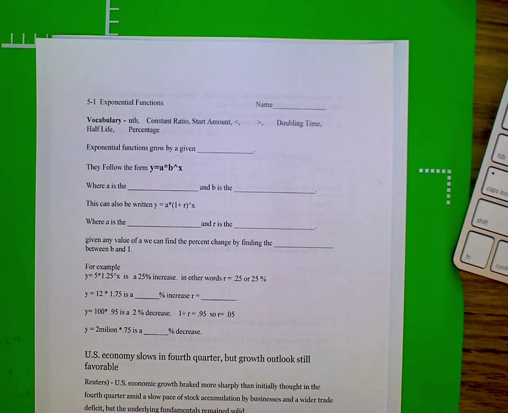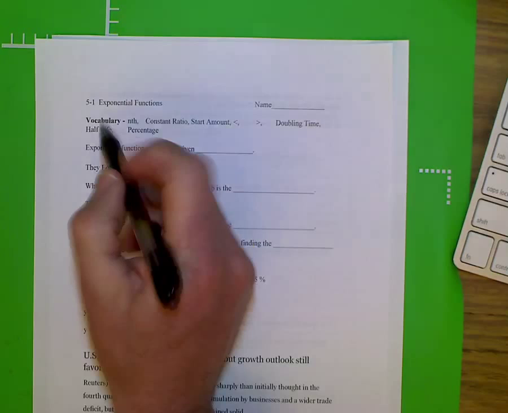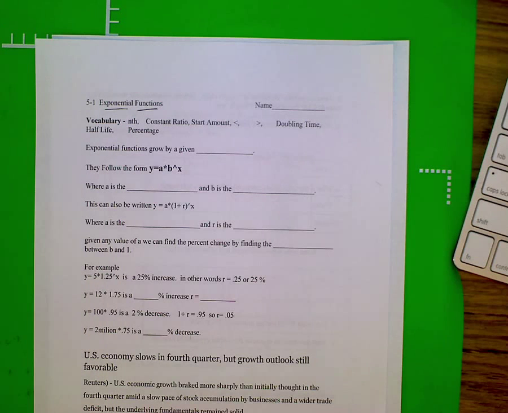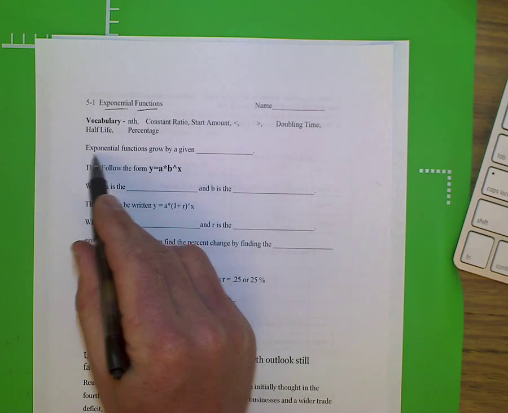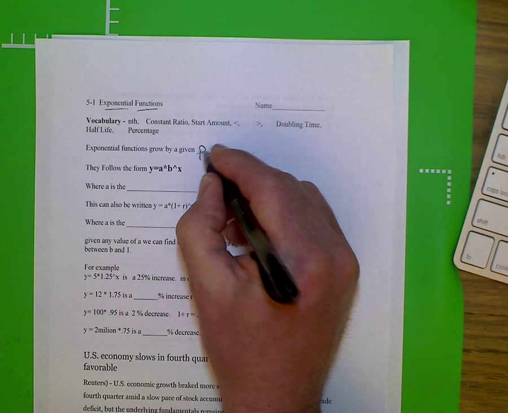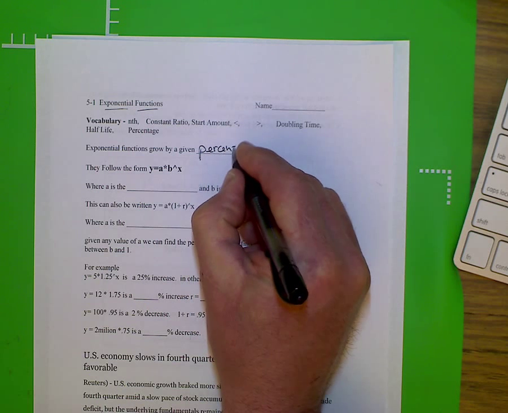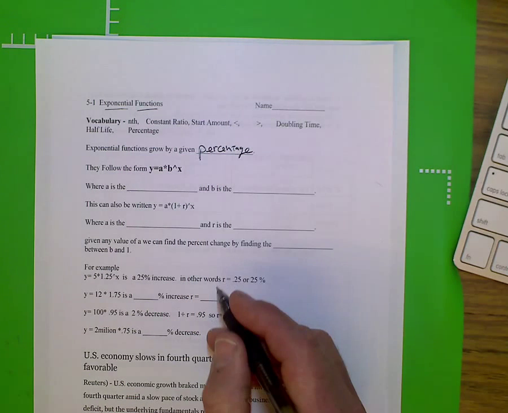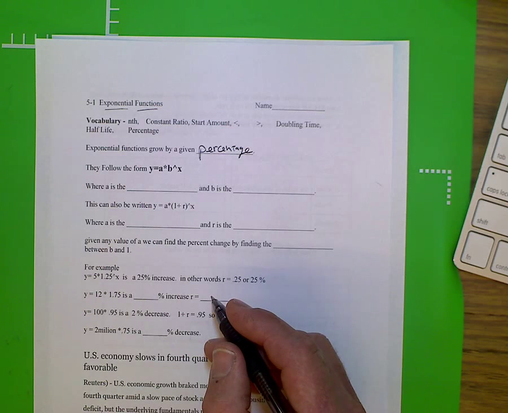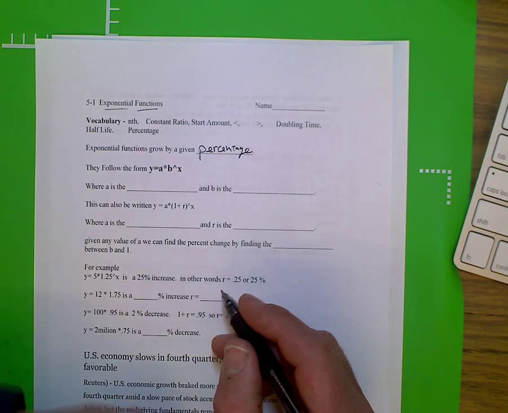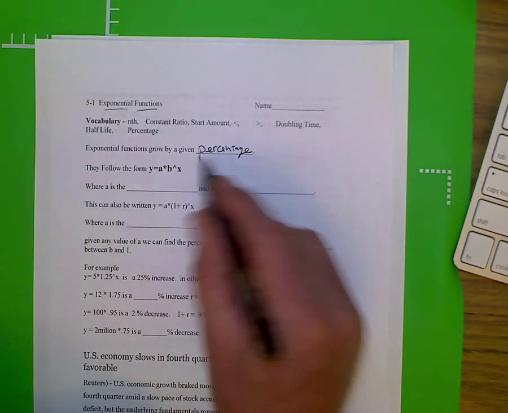All right, so let's talk a little bit about exponential functions. Exponential functions probably are one of the more applicable things in the real world. Anything that grows by a percentage uses exponential functions. And so as I just said, exponential functions grow by a given percentage. Examples of this are any kind of population growth, banks, money, loans, all that stuff is done by percentage.